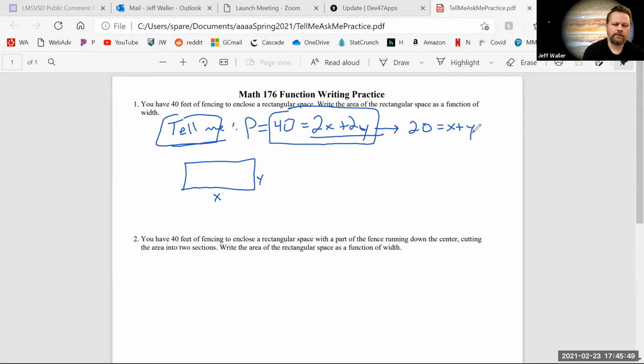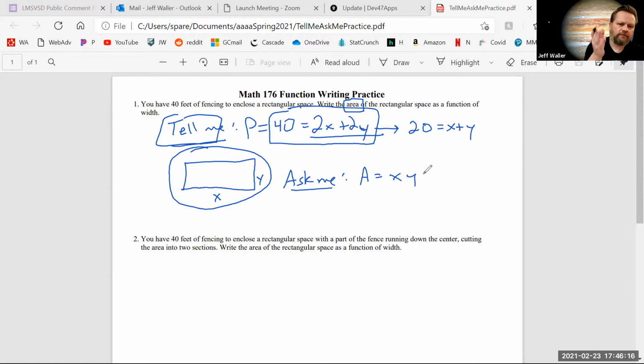You're like, sure. Now, what do they ask me? What do they ask me for? Write the area as a function of width. Right. All right. So what is the formula for the area given how I've set up my rectangle? xy. Crazy. Now, can you guys see technically from the way I drew this, which variable is the width? Y. Y is the width.